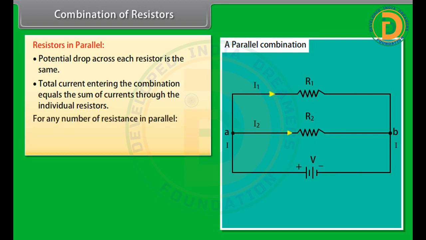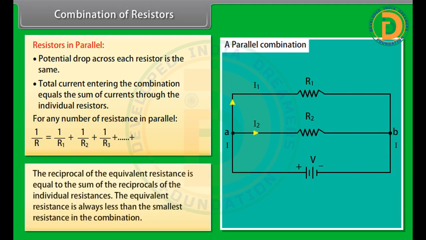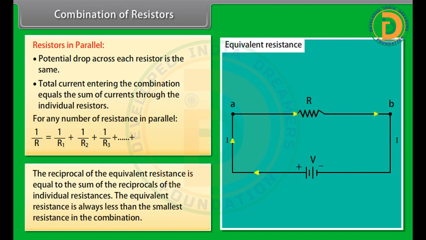For any number of resistances in parallel, 1/R is equal to 1/R1 plus 1/R2 plus 1/R3, and so on. The reciprocal of the equivalent resistance is equal to the sum of the reciprocals of the individual resistances. The equivalent resistance is always less than the smallest resistance in the combination.